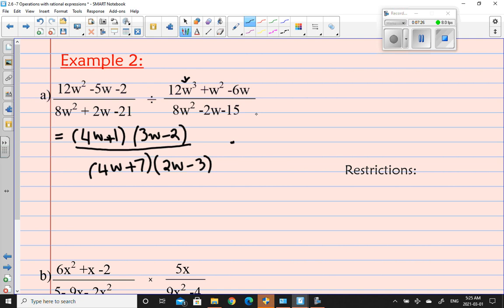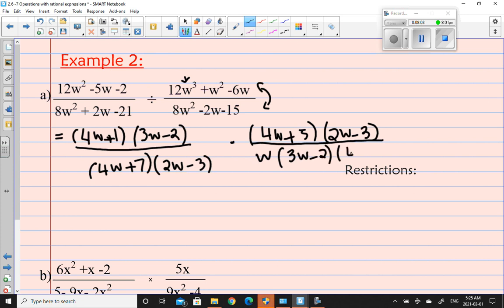Now remember, we're going to flip the numerator and the denominator. So these will flip, right? And so the factoring of 8w squared minus 2w minus 15 will be on the top. And remember, I've changed this to multiplication. So you get 4w plus 5 times 2w minus 3 divided by this cubic function, 12w cubed plus w squared minus 6w. You have to factor out the w, and you end up with a quadratic, which you can factor out as 3w minus 2 times 4w plus 3.